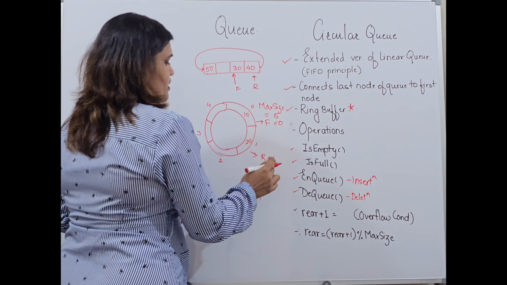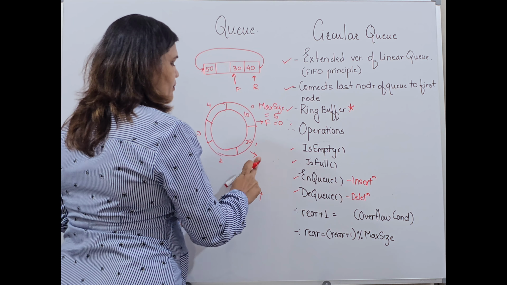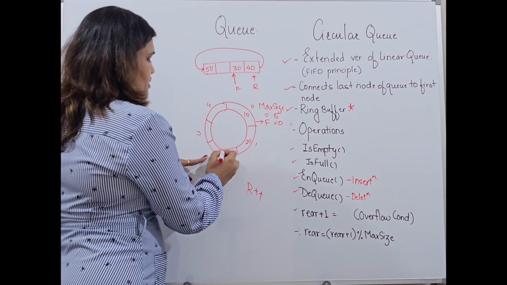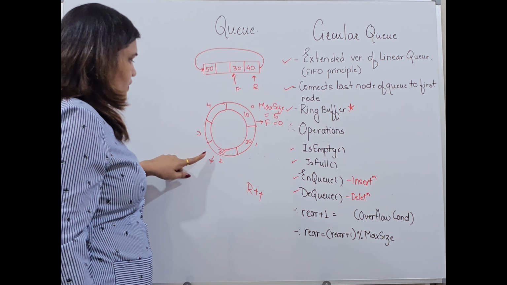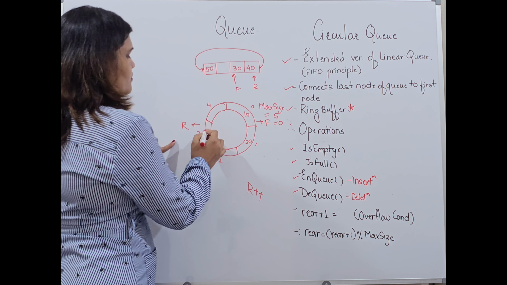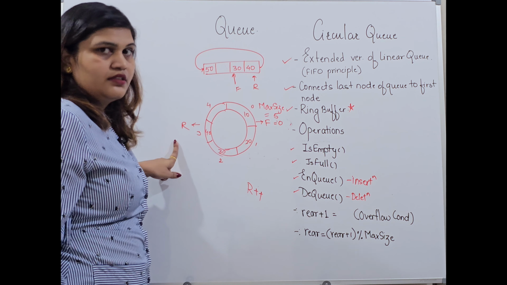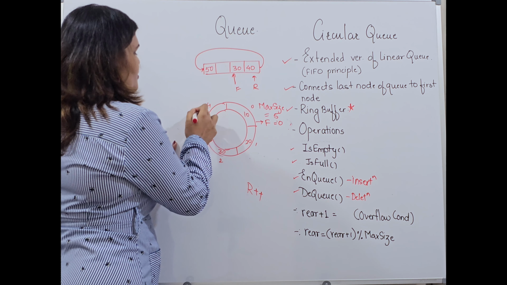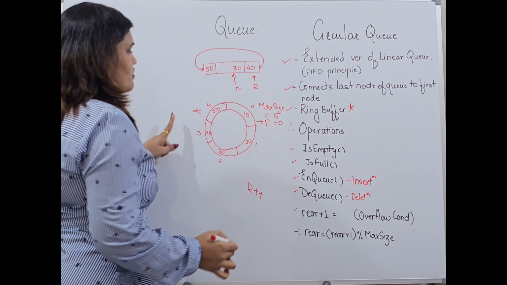I'll insert the second element. I want to insert one more element. My rear will again be incremented. It will point here, and I'll insert the element. Again, if I want to insert the element, my rear will point here. I will insert the element. Again, if I want to insert the element, my rear will point here. I will insert my element.